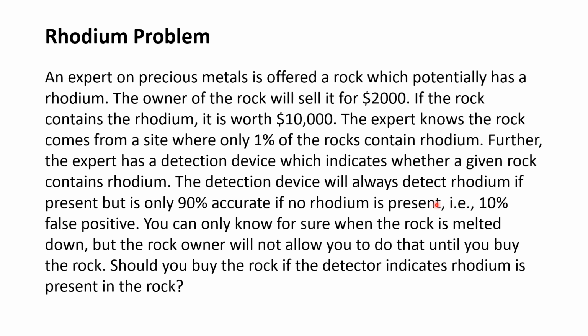So that means you have a rock like this one here, and it's being sold to the expert. In 10% of the cases, it'll give a false positive. In other words, there'll be no rhodium in the rock, and yet it'll show it as having rhodium 10% of the time. And 90% of the time, it'll say, no, this is not a good rock. It doesn't have the precious metal we're looking for.